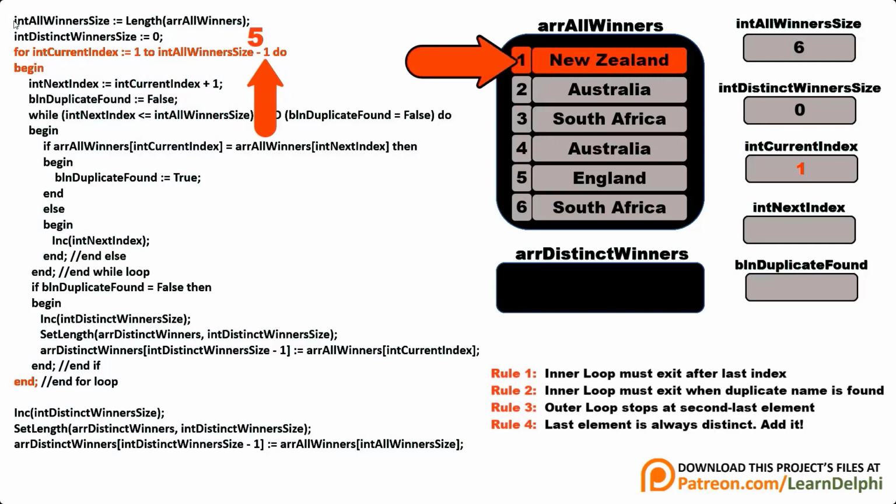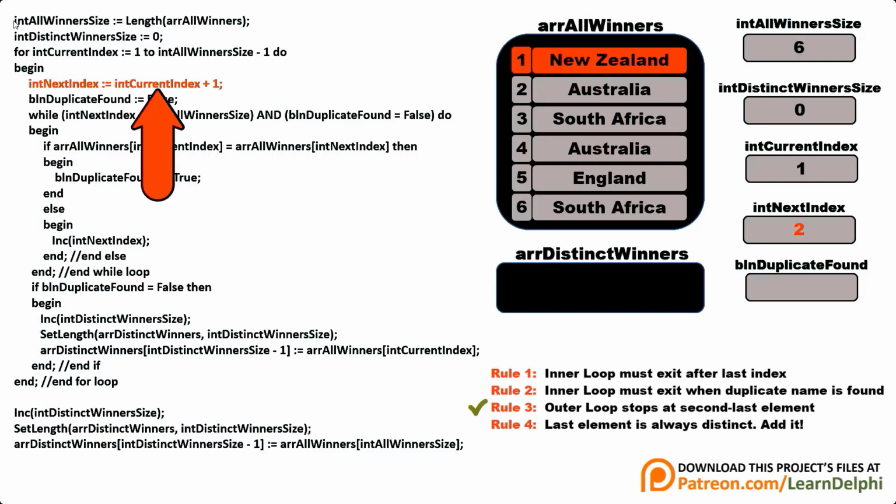Remember, it must only cycle up to the second last element, because there must always be something after it to compare. Then you get the next index and assign it to another integer variable. This will be the current index from the outer loop plus 1. This integer will track the index of the second value that must be compared. At the start, we assume that there isn't a duplicate, so you set the boolean to false. After that, the compiler enters a while loop. This loop will continue cycling through the array while the next index is less or equal to the size of the array, and while the boolean is false.